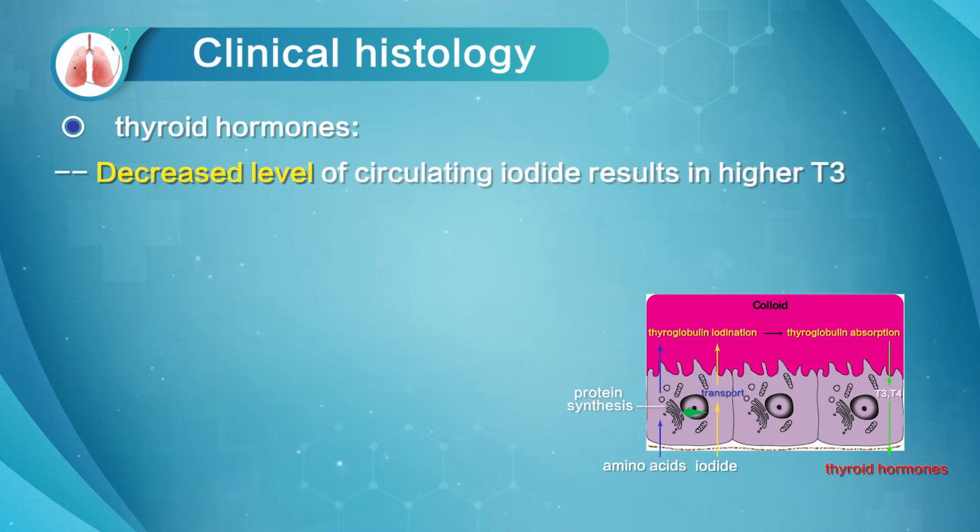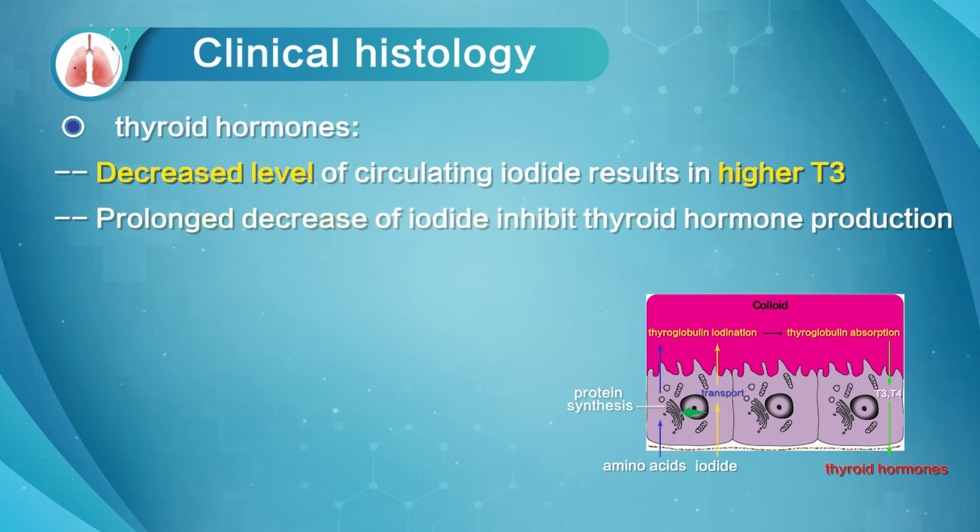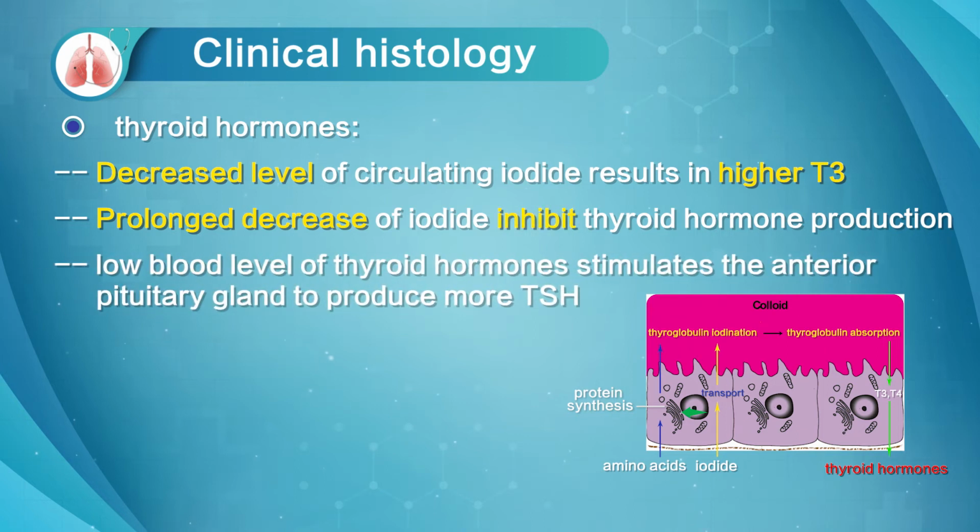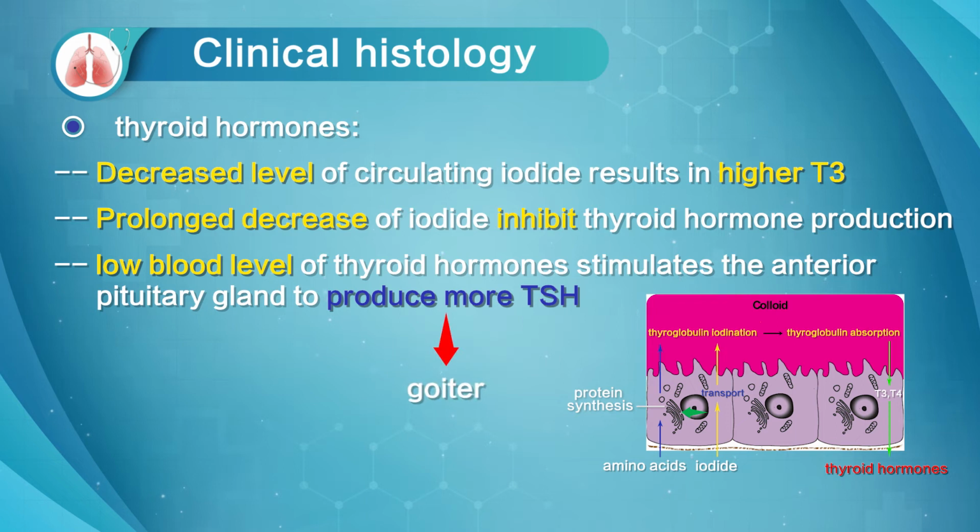Decreased level of circulating iodide will result in higher T3 to compensate the function of thyroid hormones. Prolonged decrease of iodide, for example, dietary deficiency, will inhibit thyroid hormone production. Then, the low blood level of thyroid hormones will stimulate the anterior pituitary gland to produce more TSH. This leads to enlargement of the thyroid gland, that is, goiter.